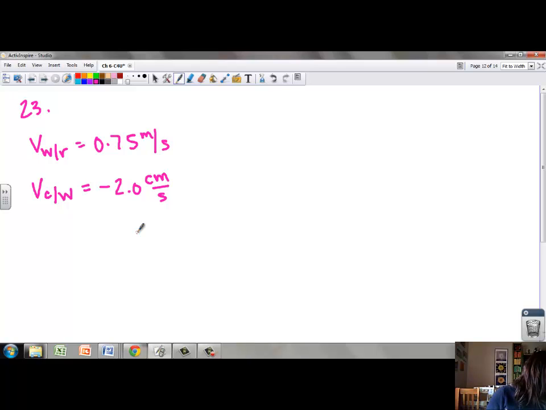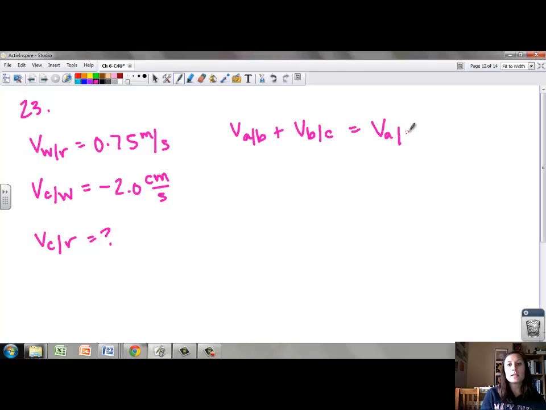And they want to know what is the caterpillar's velocity relative to the ground or the road, since that's what we're using. So velocity of the caterpillar relative to the road, that's what we're solving for. So velocity of A relative to B plus the velocity of B relative to C is equal to the velocity of A relative to C. So let's see, velocity of the caterpillar to the wagon, so caterpillar is going to be A, wagon is going to be B, plus the velocity, B is the wagon, C is then the road, equals the velocity of the caterpillar with reference to the road or the ground.